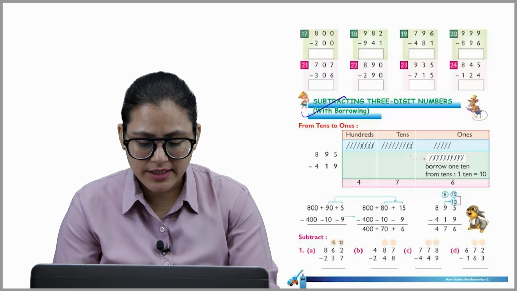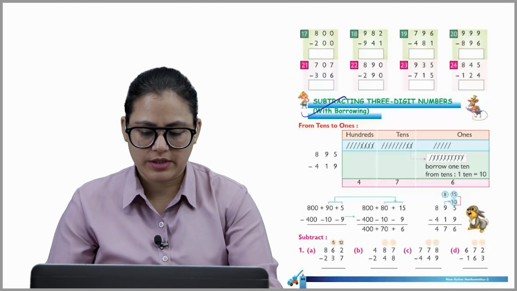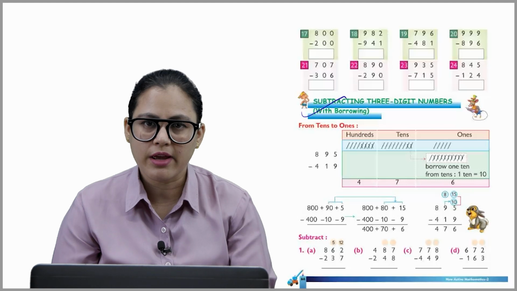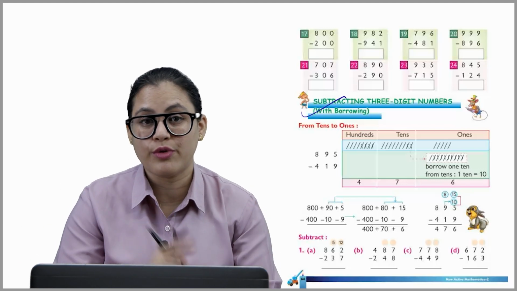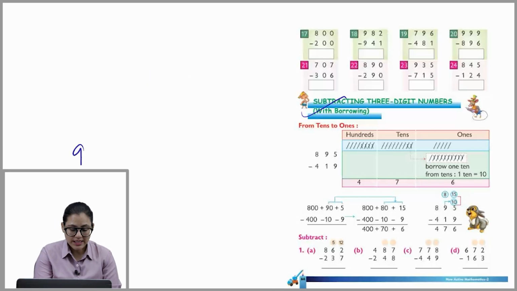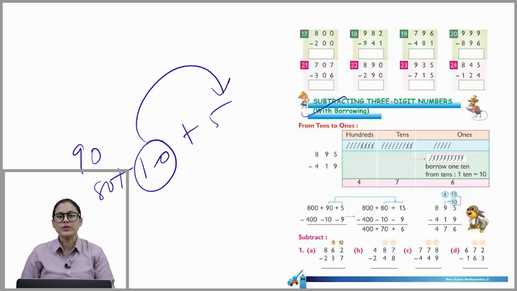So, 90 plus 5: we cannot subtract 9 from 5. So, we will have to borrow from the tens. 90 means 80 plus 10, and there is a 5. So, we will give this 10 to this number so that 5 becomes 15. Now, we can easily subtract 9 from 15. 15 minus 9 is 6, and now this will become 80 because 10 has been given to the 5. 80 minus 10 is 70 and 800 minus 400 is 400, that is 476.